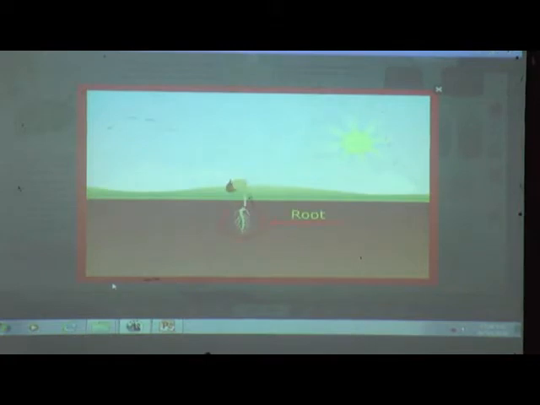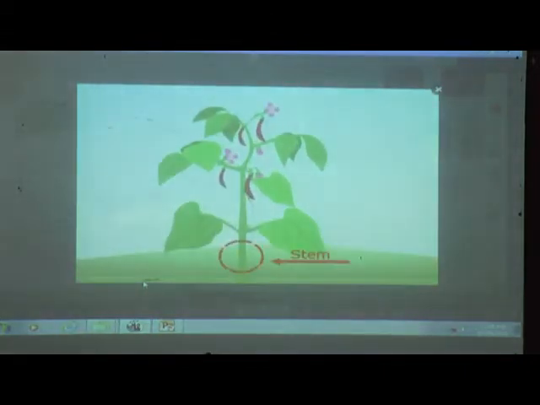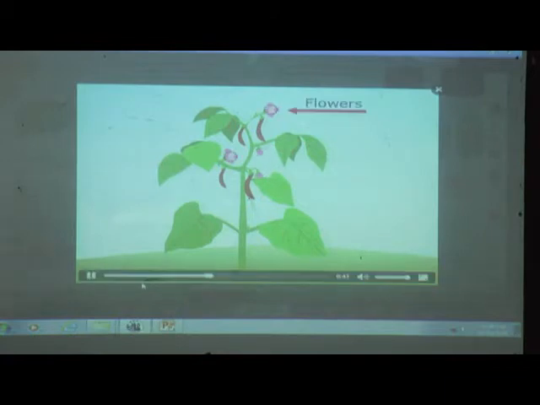A plant grows from a seed. When a seed germinates, the root is the first to appear. It grows below the ground and is the part that fixes the plant in the soil. The root takes in water and salts from the soil for the plant to grow. The shoot is the part of the plant that grows above the ground. It includes the stem with its branches, leaves, buds, flowers and fruit.